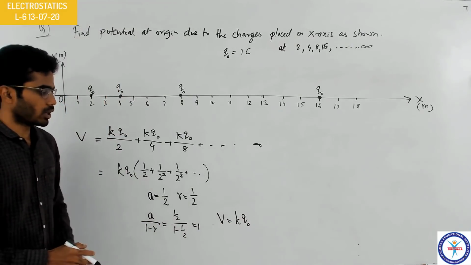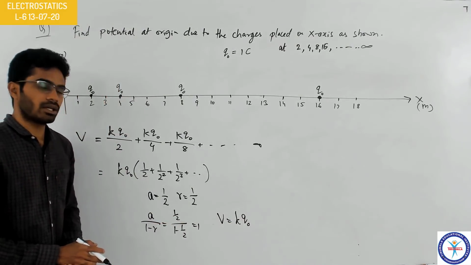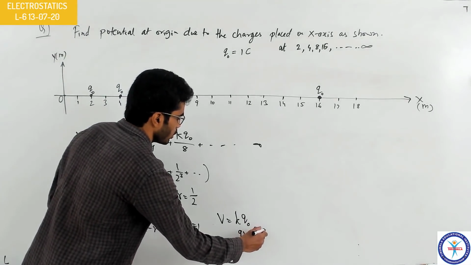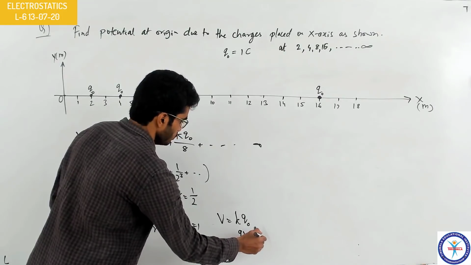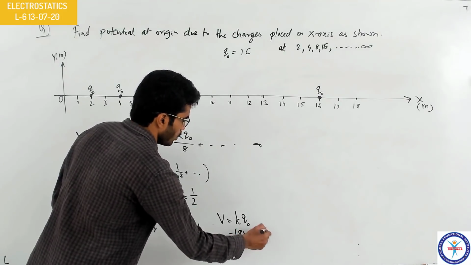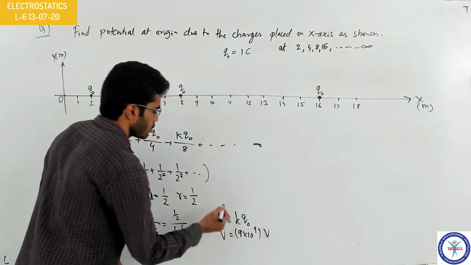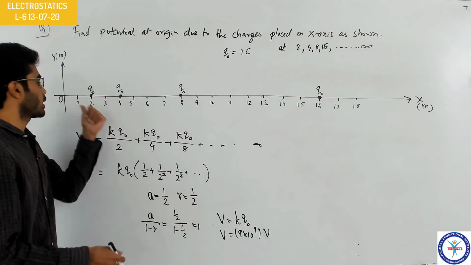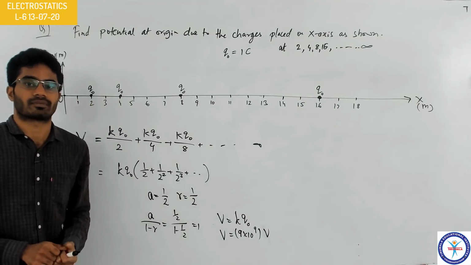So this is the total potential. The k value is 9 into 10 power 9, and q naught is 1 coulomb. The SI unit is volt. So that is the total potential contributed by all such charges at the location which is the origin.